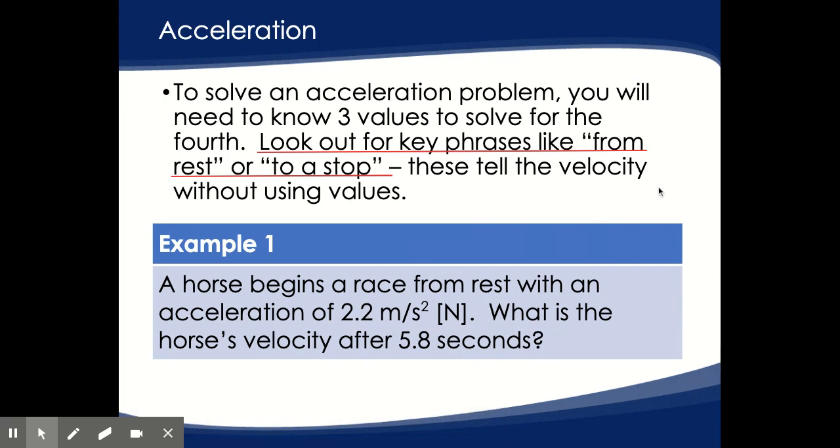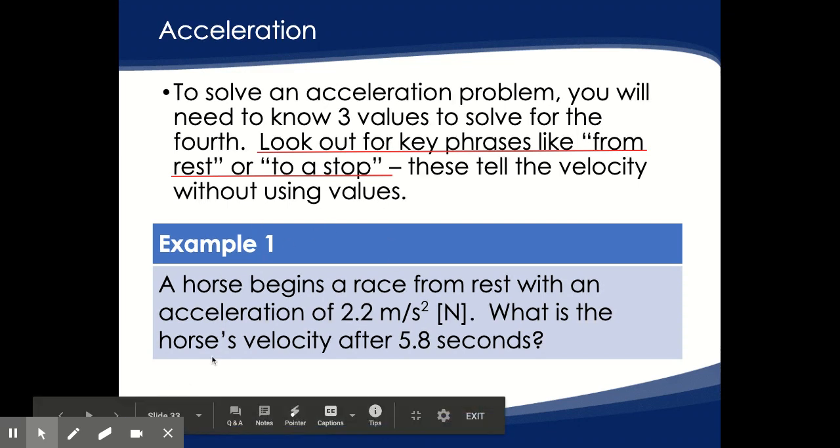Another thing to look out for with acceleration is that oftentimes it will not give you all of the pieces you need as numbers. You might say that your car was stopped at a stop sign and you started driving, and you accelerated until you hit 30 meters per second, and you might be trying to find your acceleration. When it says that you're going from rest or you're going to a stop, that is your key phrase indicating that the velocity was 0 at that point.